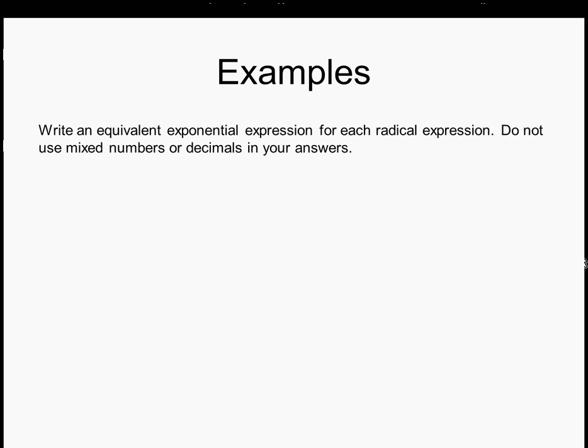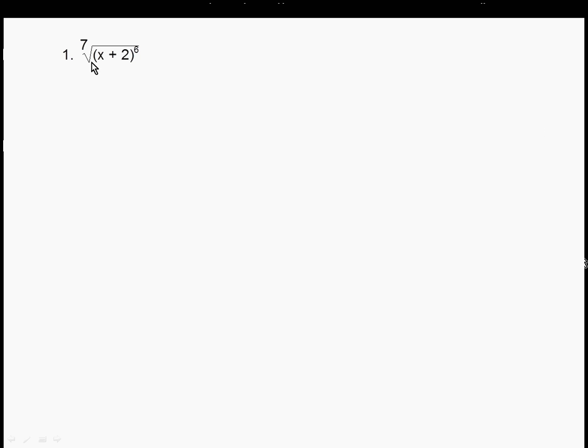So some examples. When we write an equivalent exponential expression for each radical expression, do not use mixed numbers and decimals in your answers. So here's our first one. The 7th root of x plus 2 to the 6th. Okay, the base is x plus 2. When I go to the fractional exponent, remember, the index is the denominator, the exponent is the numerator. So this will be x plus 2 to the 6/7. Just leave it like that.